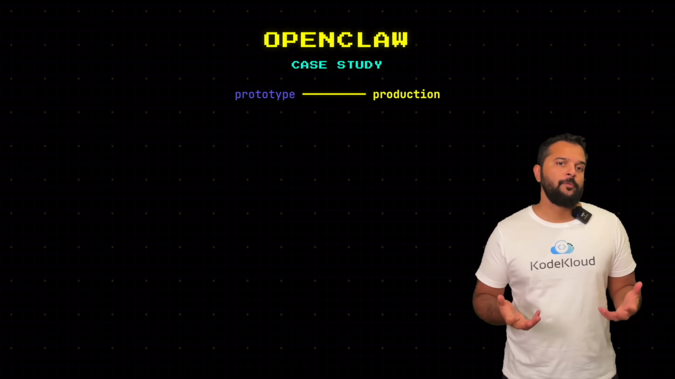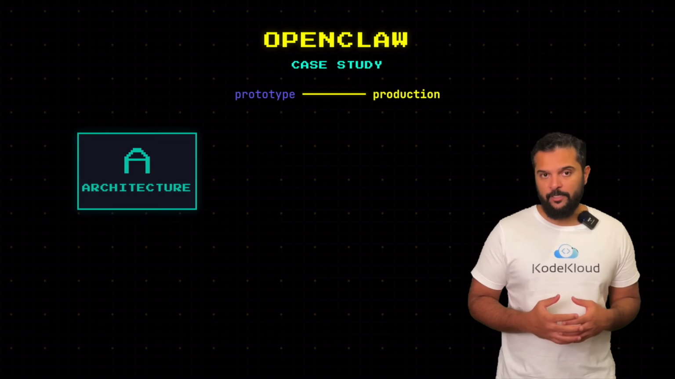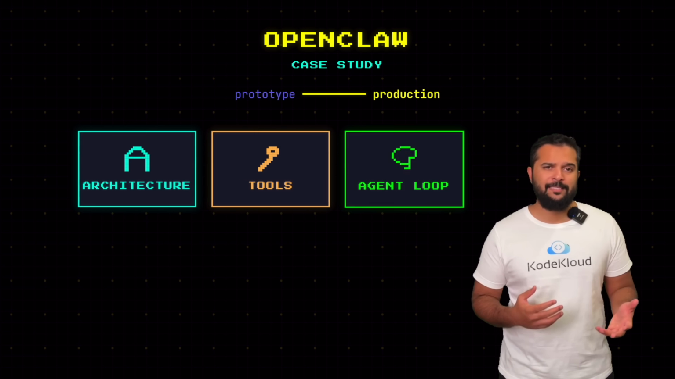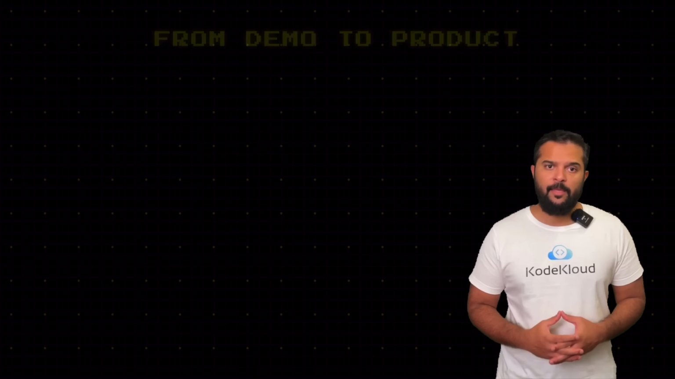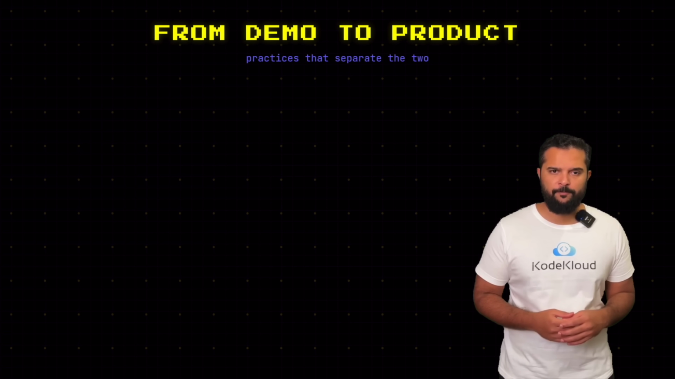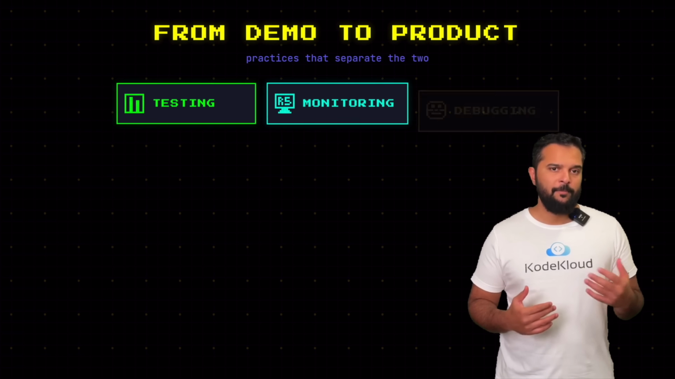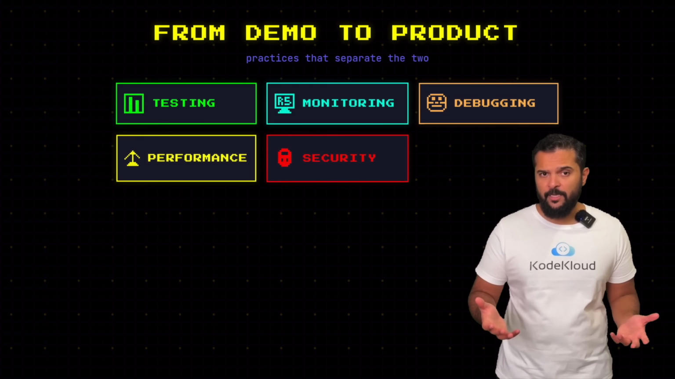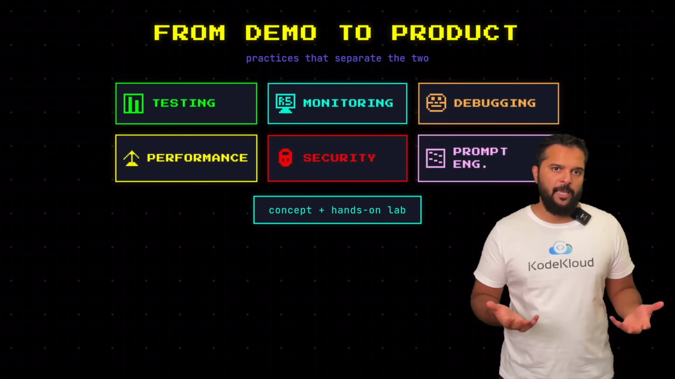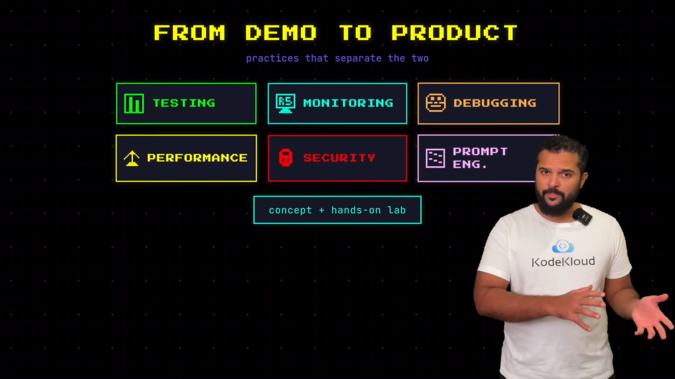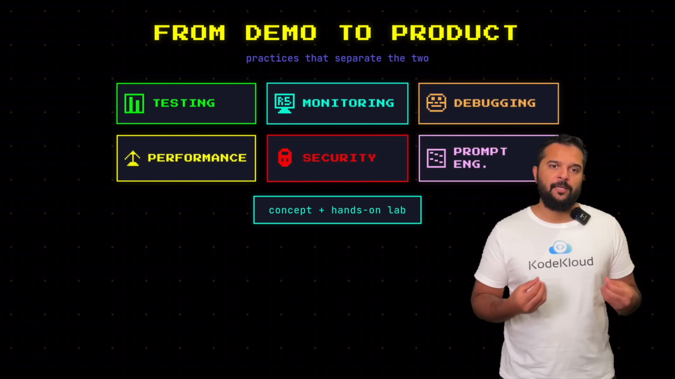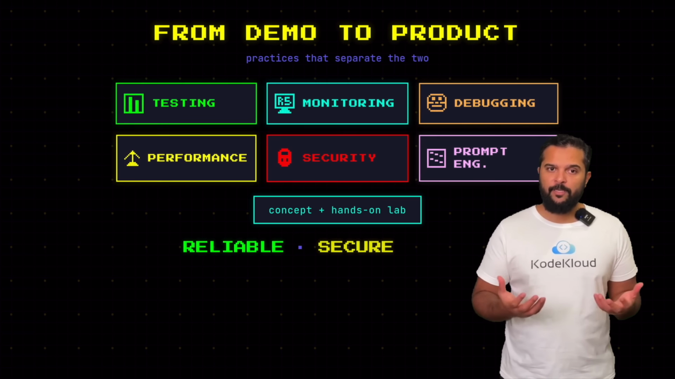We'll walk through OpenClaw's codebase and architecture, examine how it designs its tools, trace its agent loop, and see how it handles memory. Then we'll shift to the practices that separate a demo from a real product: testing, monitoring, debugging, performance, security, and prompt engineering. Each lesson pairs a concept with a hands-on lab, so you won't just read about best practices, you'll apply them. By the end of this section, you'll know how to build agents that are reliable, secure, and ready for the real world.